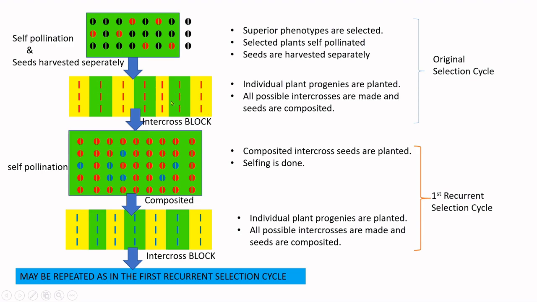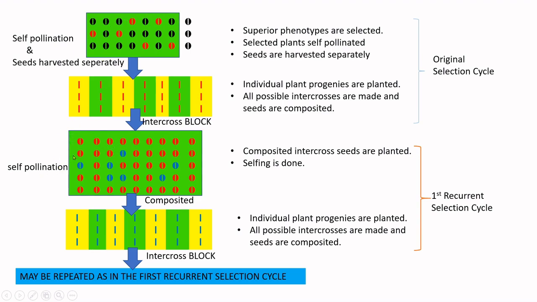They have their natural mechanism of random pollination, so we allow natural pollination for one generation, which is known as the intercross block. In the next generation, we have a composite of seeds formed by the intercross block, which is composited and grown as a base population. So when the composited seeds from the intercross block are grown as the base population, it acts again as the same base population.